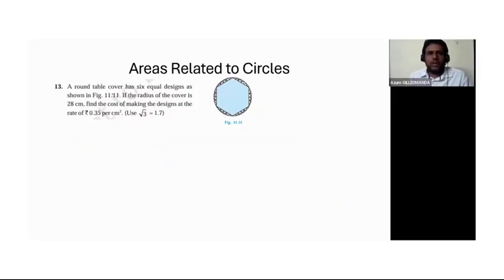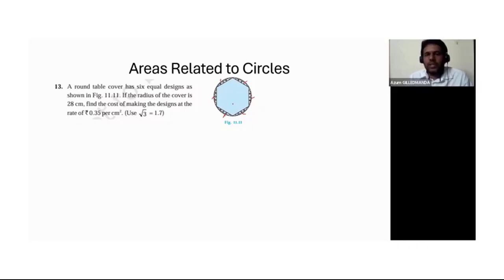So this is a little tricky one. Listen carefully. A round table cover has 6 equal designs. If you see here at the corners, these are the designs: 1, 2, 3, 4, 5, 6. We have 6 designs at the edges. So that's the round table cover, which has 6 equal designs as shown in the figure. If the radius of the cover is 28 centimeters, find the cost of making the designs at the rate of 0.35 per centimeter square. That's interesting. Let's see.